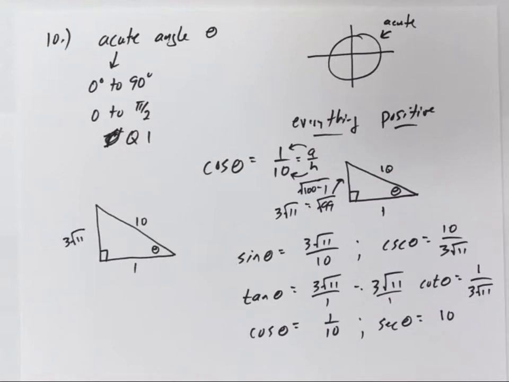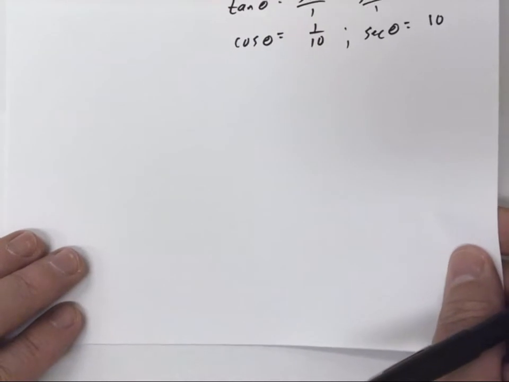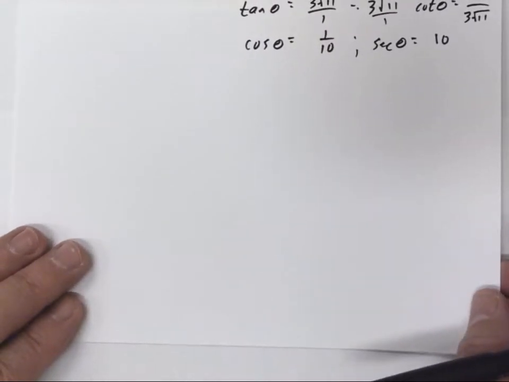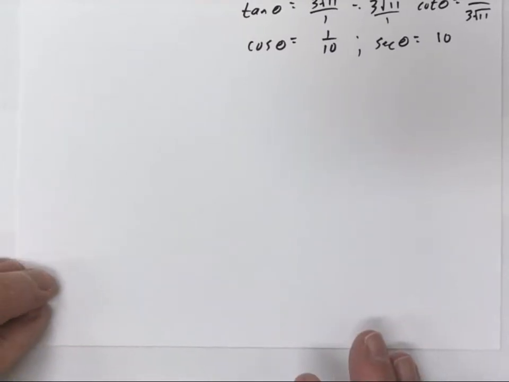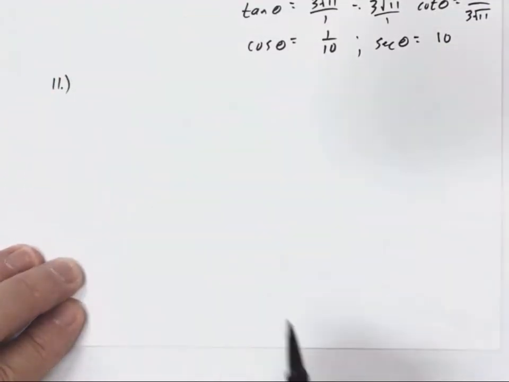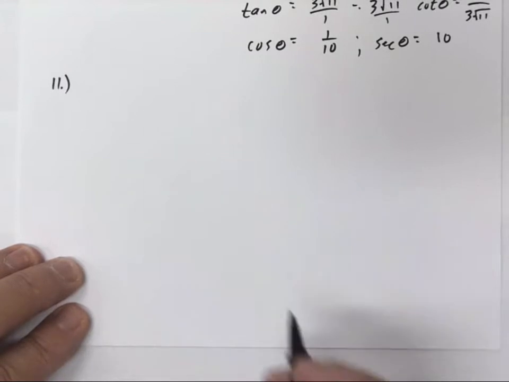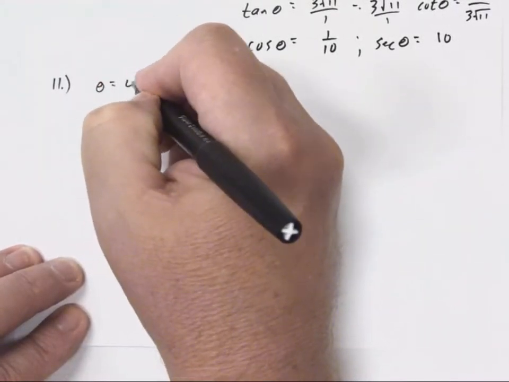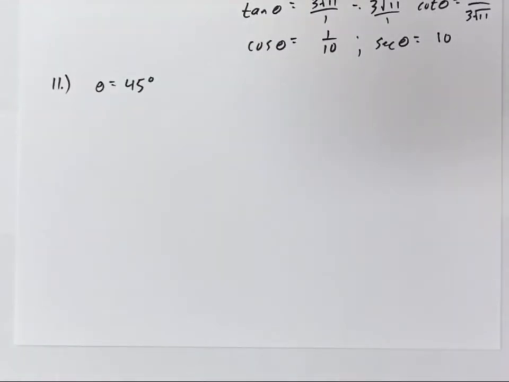Number 11. Now one thing about working problems in math, oftentimes there's more than one way to figure out the answer to a problem. And if they don't tell you to do it a certain way, then it's up to you. For instance, this one, number 11, says, write down the exact value of each of the 6 trigonometric functions of 45 degrees. So basically they're saying, here's a 45-degree angle, and they want us to write down the 6 trigonometric functions.